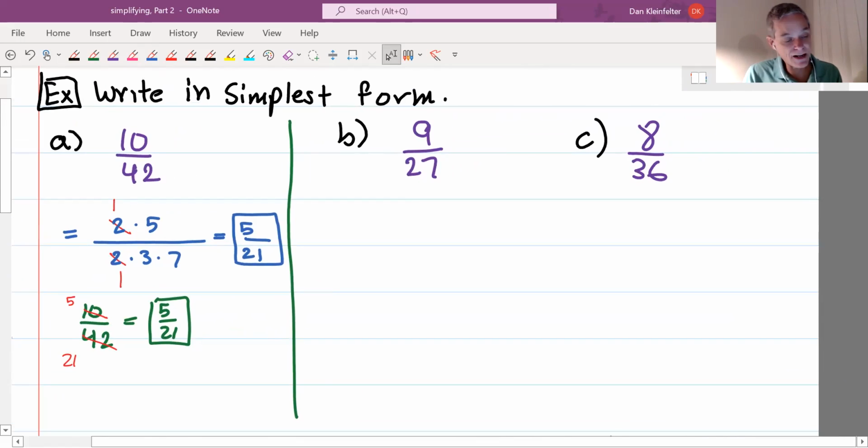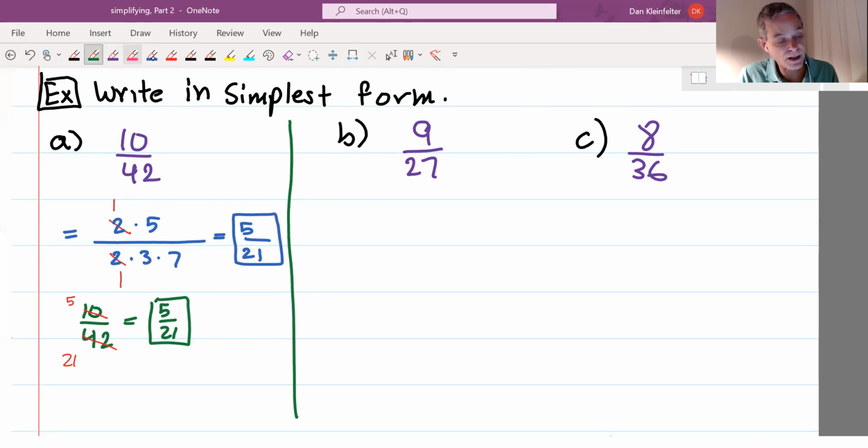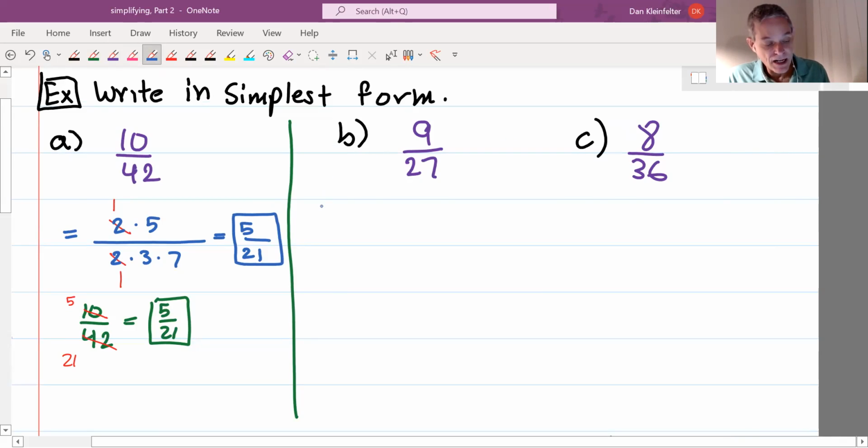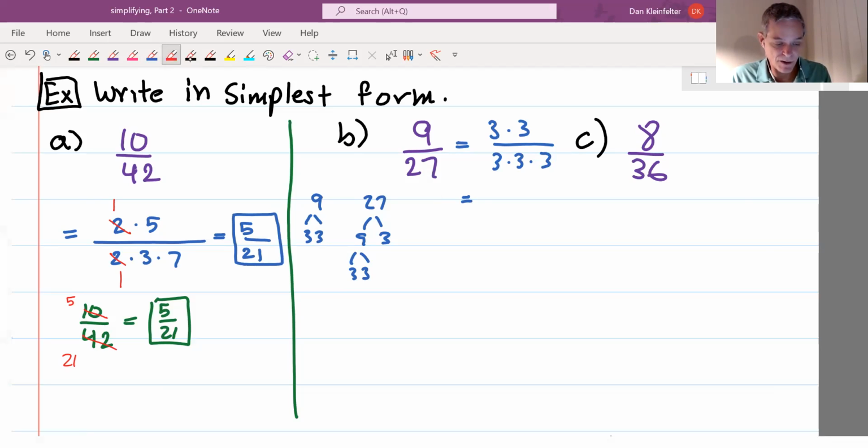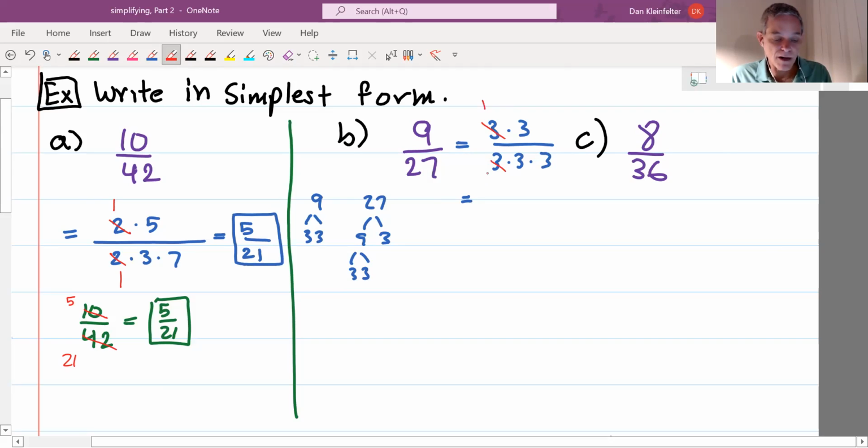All right, we'll do one more at least by forming the prime factorization. So let's take a look at 9/27. 9 is 3 times 3. 27 is 9 times 3, and then 9 is 3 times 3. So that will be 3 times 3, and 3 times 3 times 3. Now the numerator and denominator each have 2 factors of 3, which we can divide out. We'll divide the numerator and denominator by 3, and then we're going to do it again. So all that's left in the numerator is a 1, and in the denominator is a 3.